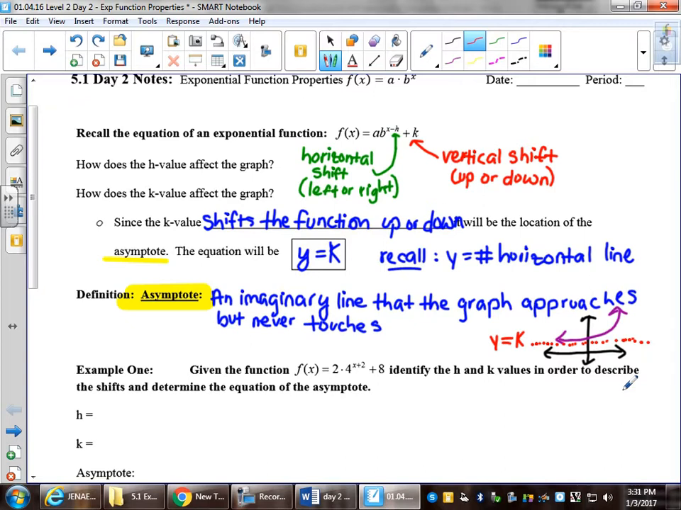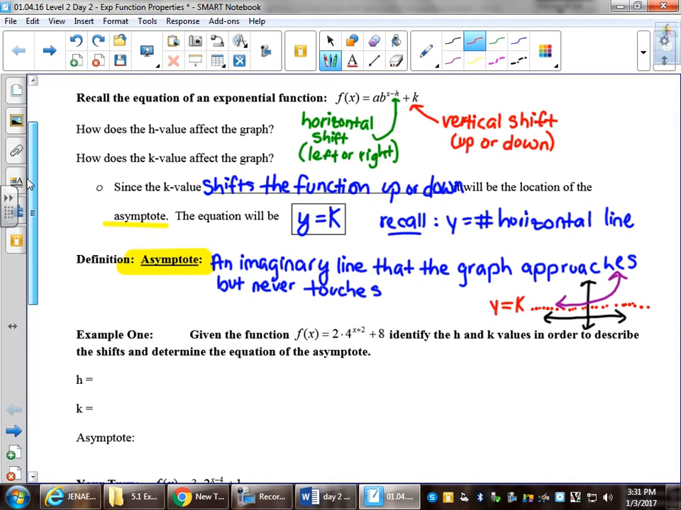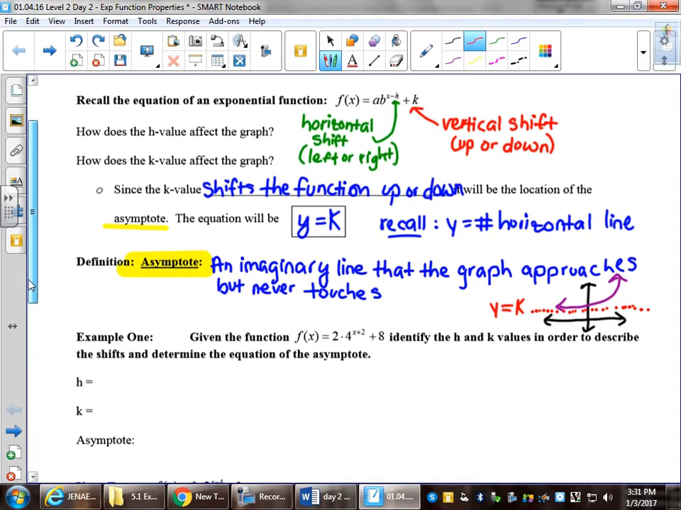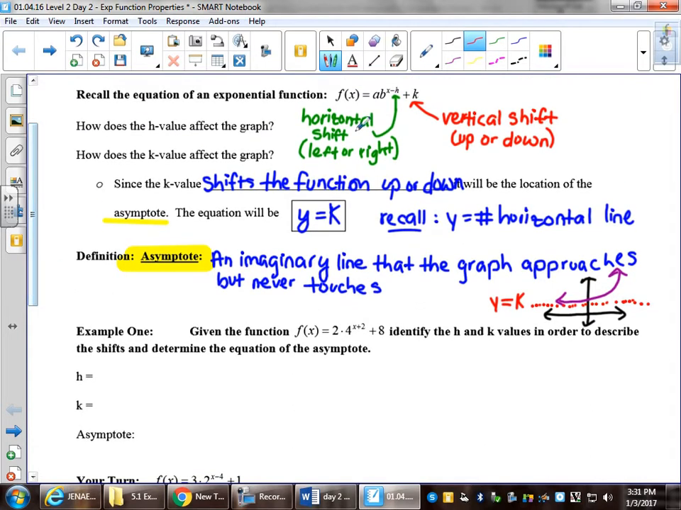The best way to really own these characteristics is to practice them. So let's jump right into our first example. Example 1. Given the function f(x) = 2 times 4 to the (x plus 2) plus 8, identify the h and k values in order to describe the shifts and determine the equation of the asymptote. So first our job is to identify h and k. So I'm just going to slide this up so we can see this at the same time.